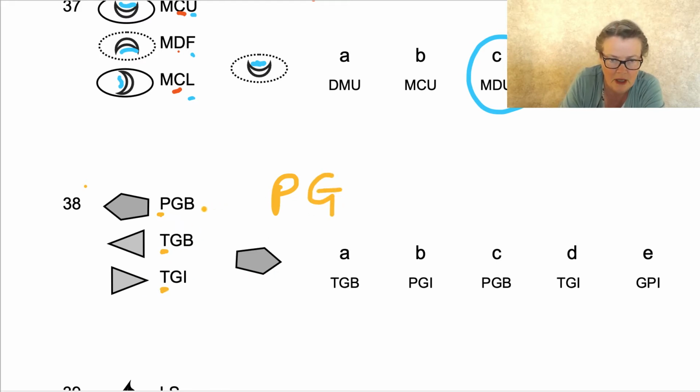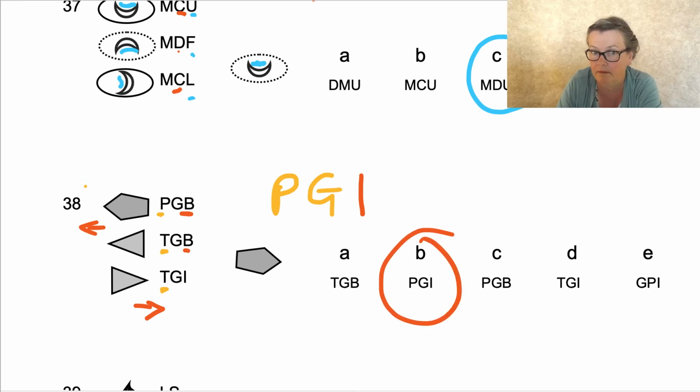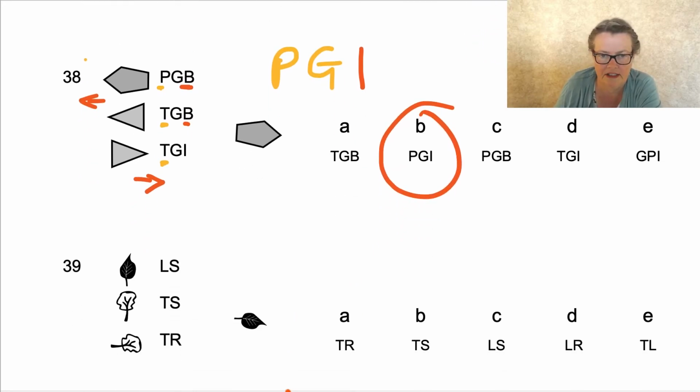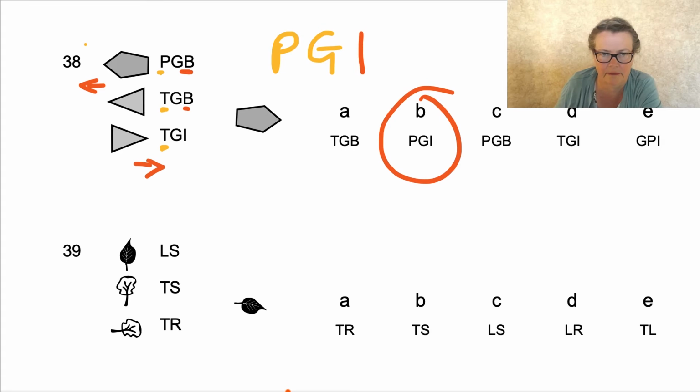That was good. And then the B's, what do the two B's have in common? The B's both point that way, and the I points that way. And this one points that way, so it's I. P-G-I. P-G-I. Moving down, number 39.